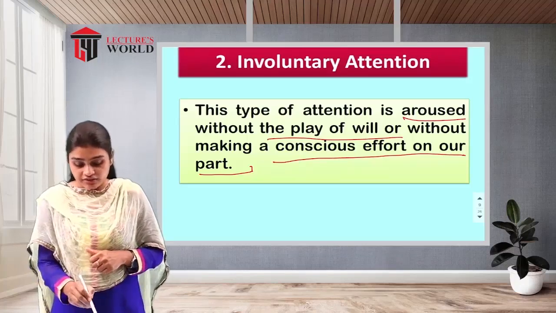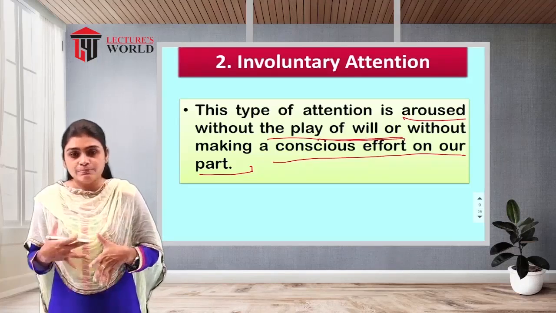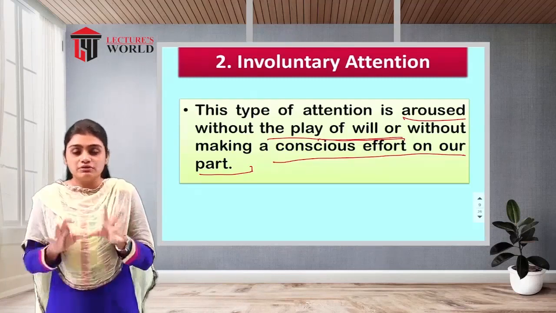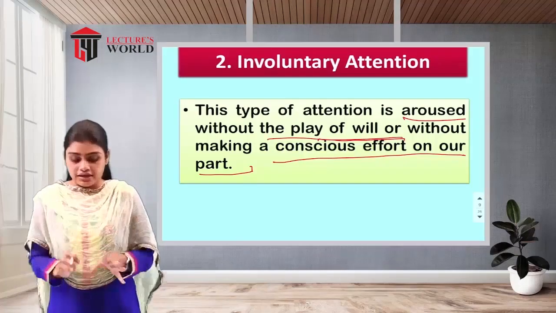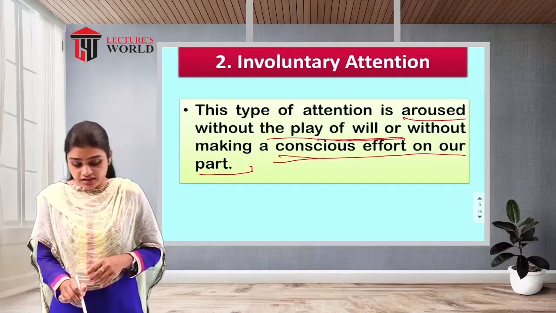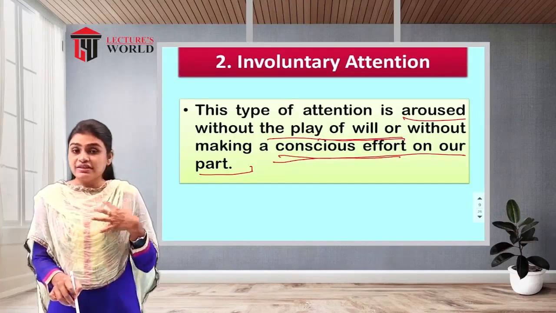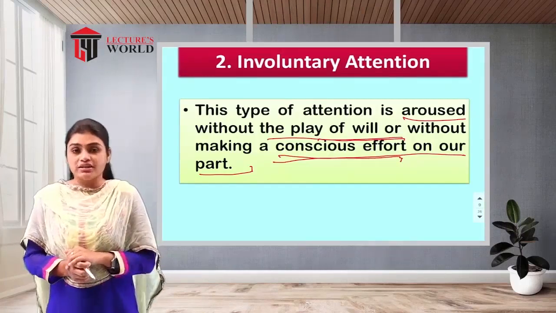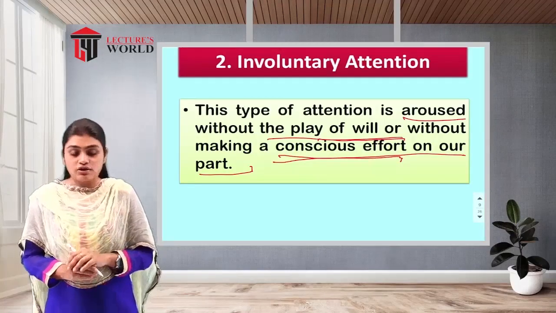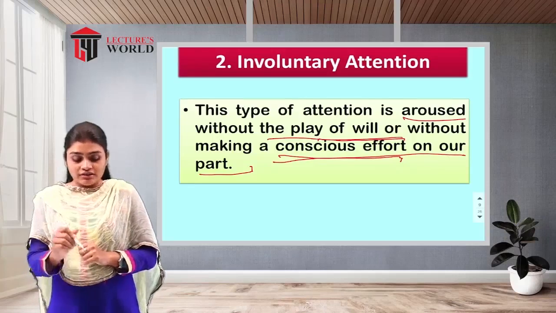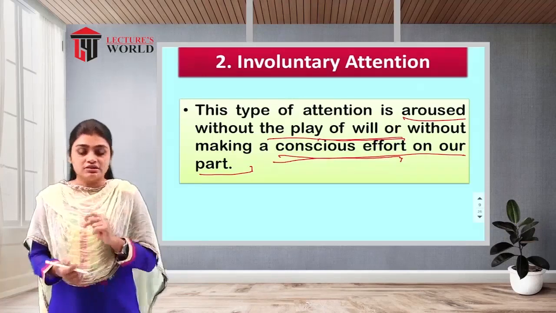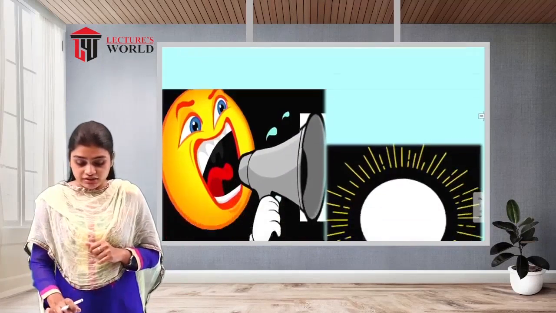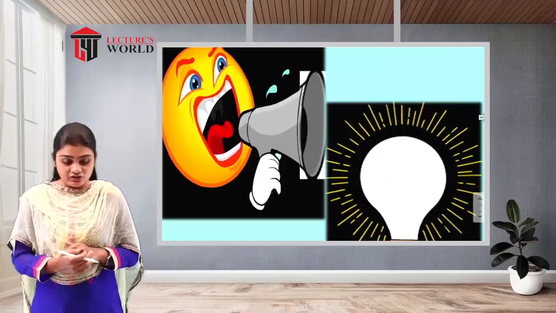That means without play of will, we don't have any will that I want to achieve this or I want to do this. We don't have any desires. Without making a conscious effort, consciously or actively from our side, we are not focusing on that particular thing. So that is called involuntary attention. This involuntary attention also has two types. Let's see that. Before that, we have the example of involuntary attention.